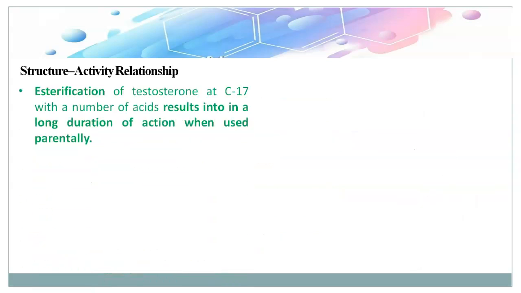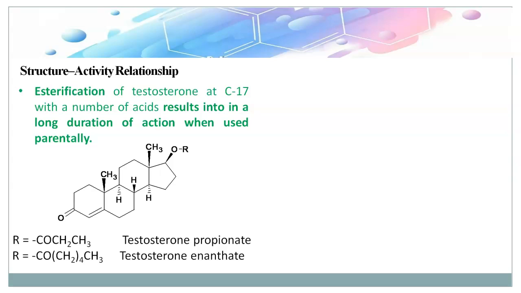The next point is esterification of testosterone at carbon 17 with a number of acids results in a long duration of action when used parenterally. So here you can replace this hydrogen by acidic groups like C double bond O CH2 CH3. The formed compound is testosterone propionate, which has a long duration of action when used parenterally.